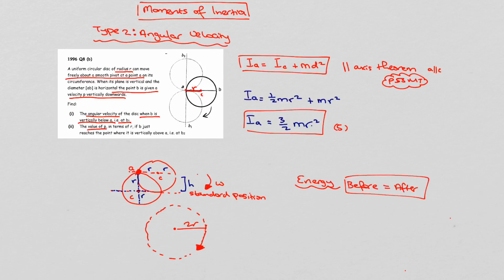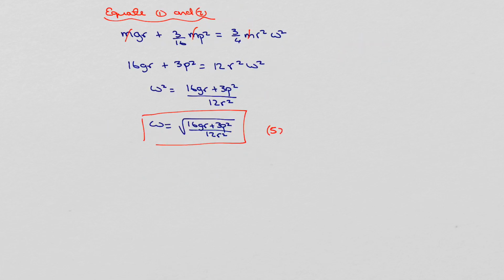We have to find the value of P in terms of r, if B just reaches the point where it is vertically above A. So in other words, we're going to be at position B2. Looking at this part of the question, my starting position was the original starting position, and it's now going to end up here. So it's going to have gone all the way around and back up to that position.